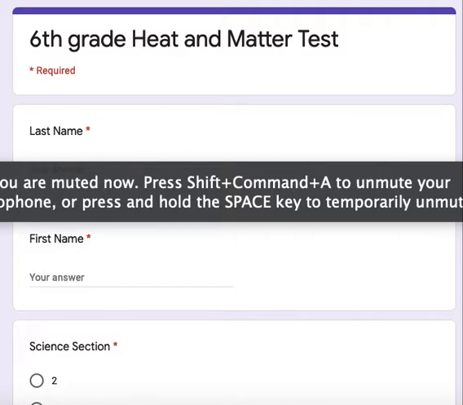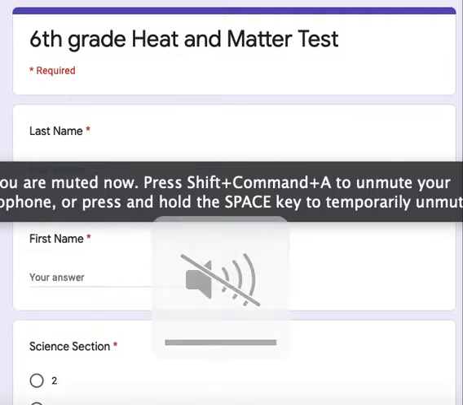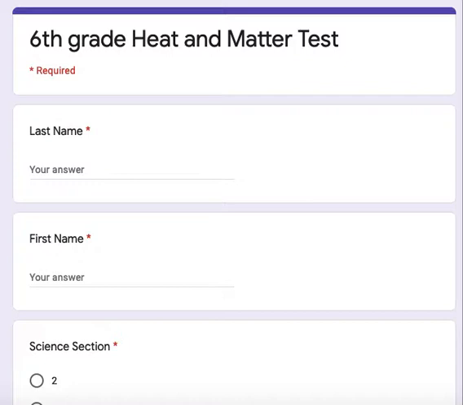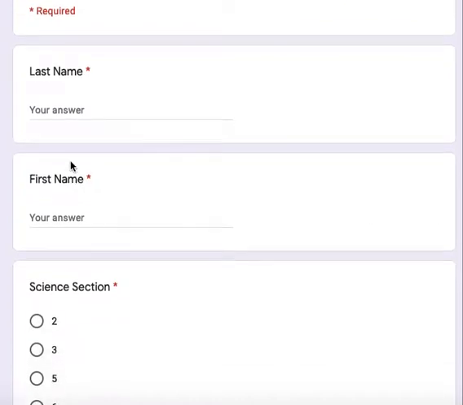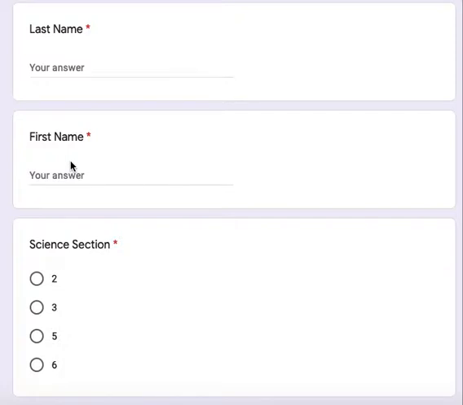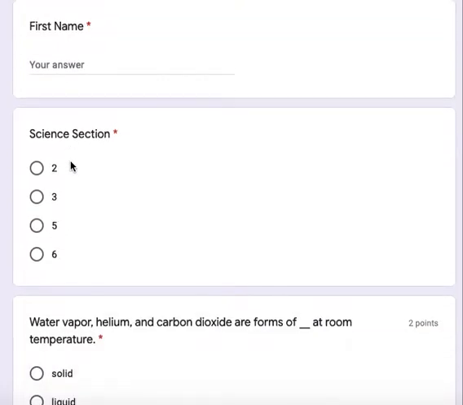Sixth grade heat. This is the sixth grade heat and matter test. You want to put your last name here, first name here. Click on your science section: second, third, fifth, or sixth.